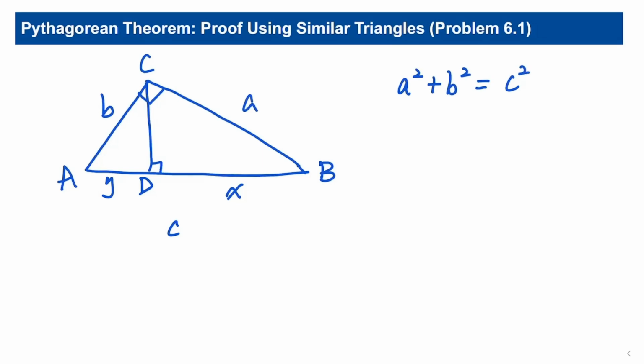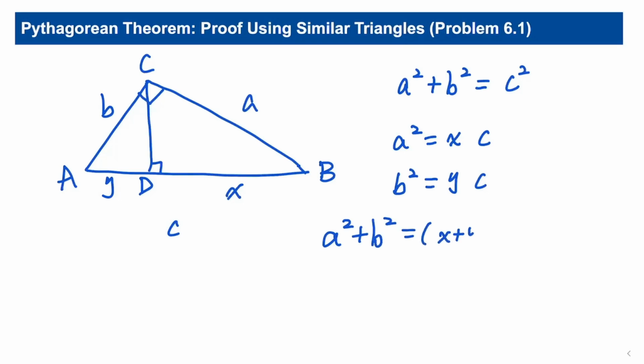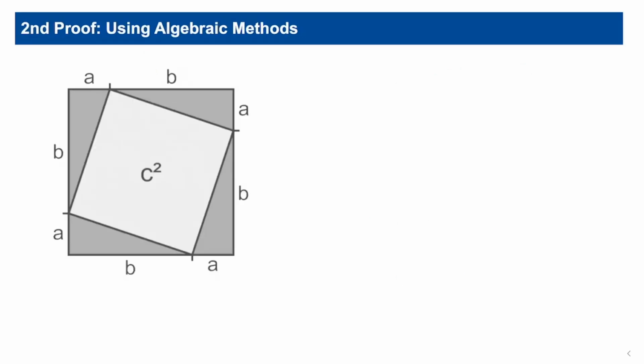We know that A squared equals X times C. B squared equals Y times C. So A squared plus B squared equals (X plus Y) times C, which is C squared. You see, the Pythagorean theorem directly follows from the three equalities we proved in the last slide. We proved the Pythagorean theorem using similar triangles.